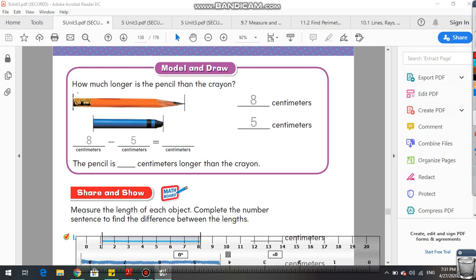How much longer, guys? It's like how many more? So I'm gonna subtract. How much longer is the pencil than the crayon? So first I have to measure the pencil, then I'm gonna measure the crayon, then I'm gonna subtract both of them. The pencil was 8 and crayon was 5, so I'm gonna say 8 minus 5 equals 3 centimeters. So the pencil is 3 centimeters longer than the crayon.